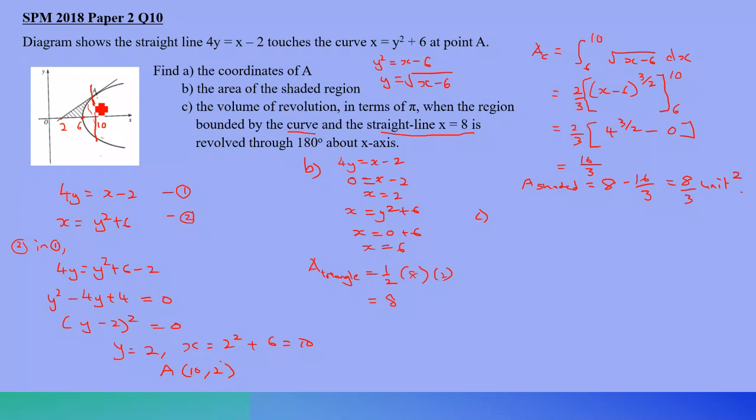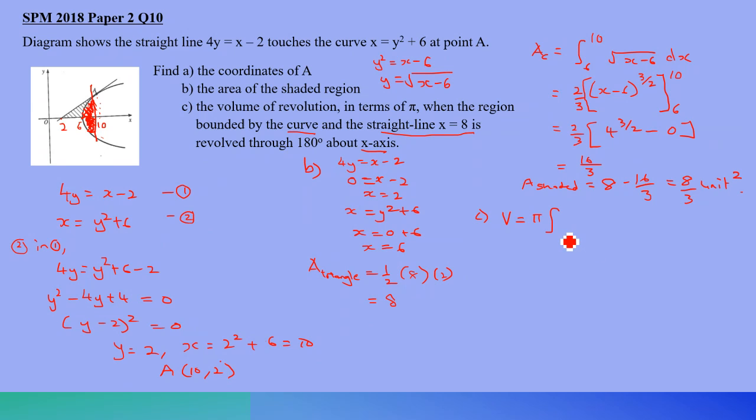This is 10, so 8, let's say somewhere here. So I'm looking at this part until down here, from 6 to 8. Okay, so rotate about your x-axis. So what's your formula for volume? Volume will have pi, don't forget your pi.